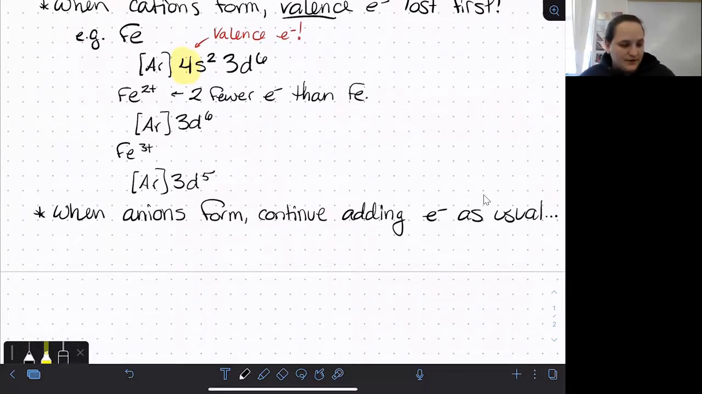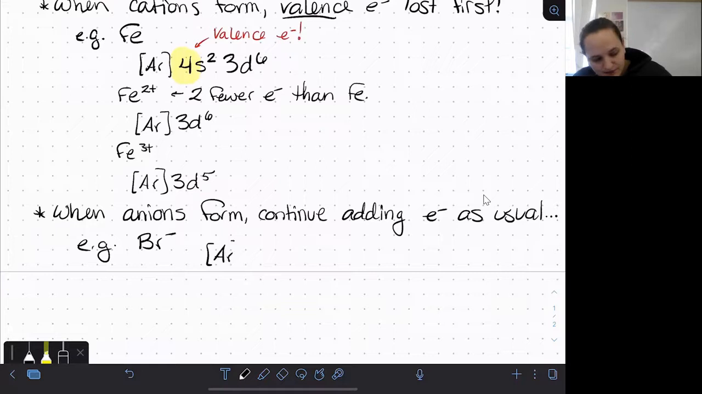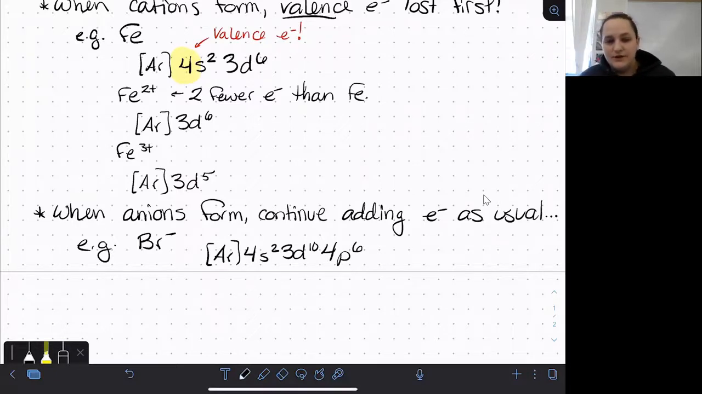So if we wanted to do Br minus, the typical configuration for bromine as a neutral atom would be argon 4s2 3d10 4p5, but because of that -1 charge, we're adding one additional electron into that 4p subshell to make it 4p6.